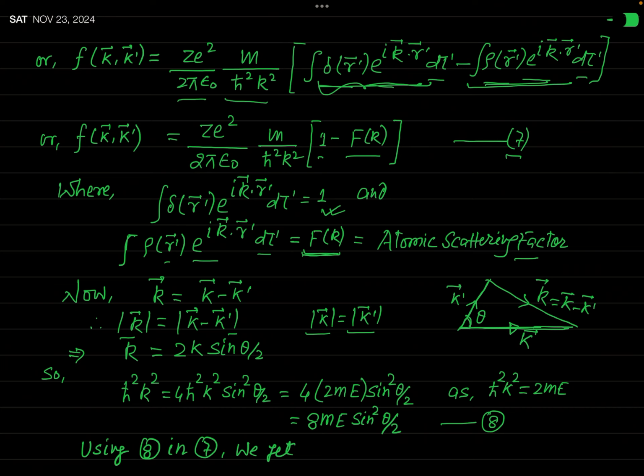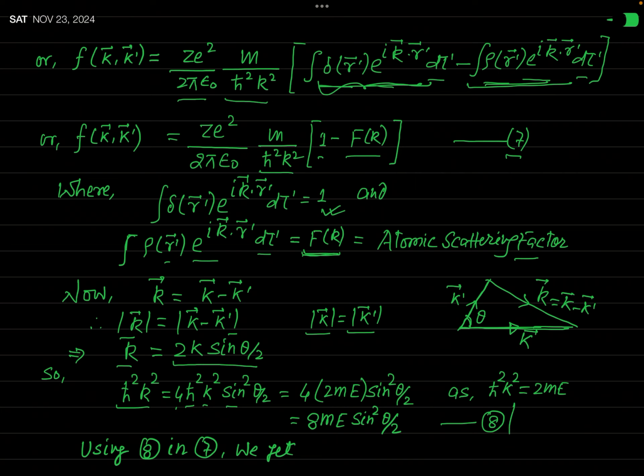I hope you have an idea of this formula. So using that formula of vector addition, you can write that kappa is equal to 2k times sine theta by 2. And therefore, what will be the value of the factor h bar square kappa square? H bar square kappa square will be equal to h bar square times kappa square, that is 4 times k square times sine square theta by 2.